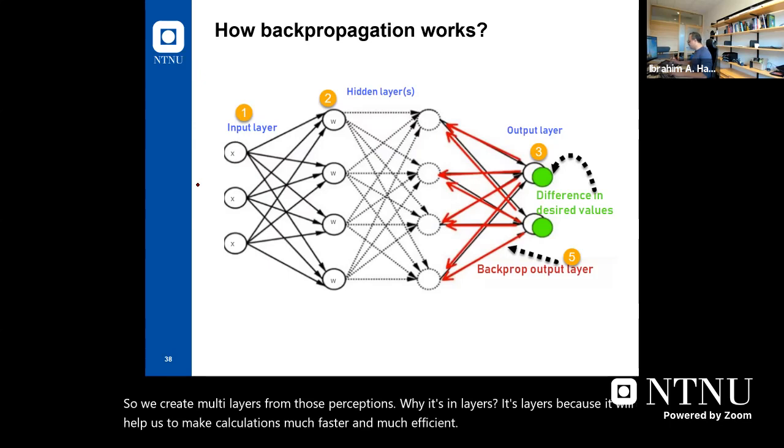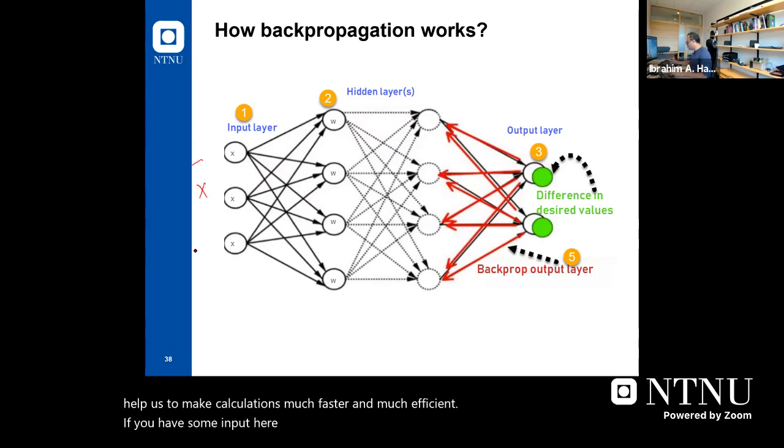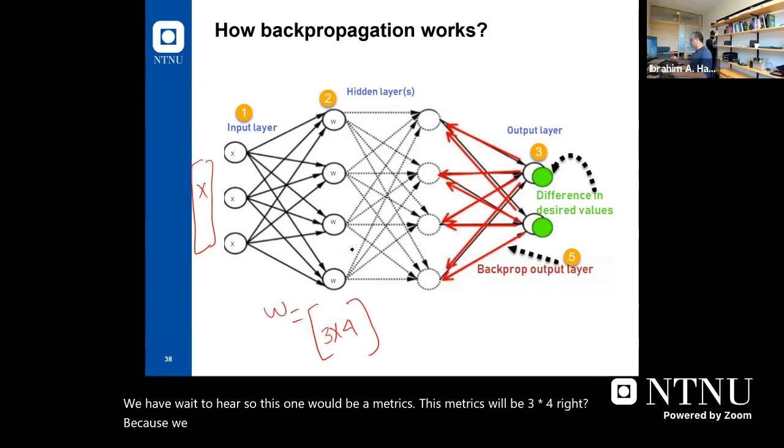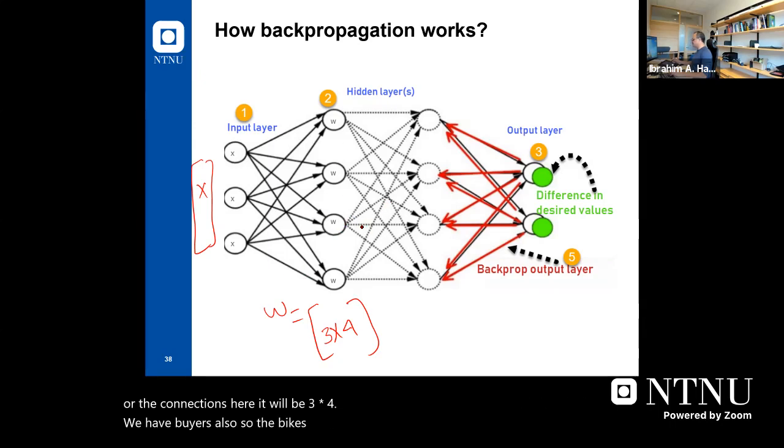If you have some inputs here, for example, a vector X, we have weights here. So this one will be a matrix. This matrix will be 3 times 4, right? Because we have 3 inputs connected to 4 units or neurons. So this weight matrix, or the connections here, will be 3 times 4. We have bias also. So the bias will be 1 times 4, for example, right?